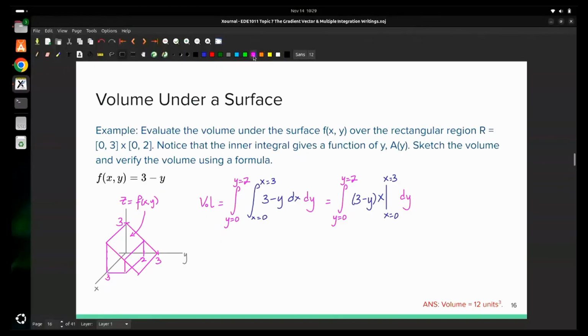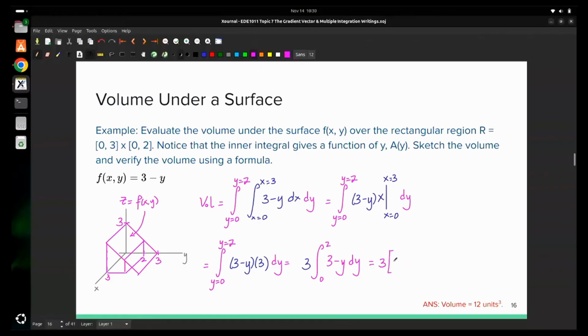Now you have two variables, so you have to be extra careful here. The evaluation is quite straightforward for this expression. This will be just 3 minus 0, which gives me 3. Sub in 3 and minus 0, so you get this. Of course, you can factorize the 3 out. Then you have just an integration with respect to y now, the integral from 0 to 2 of 3 minus y dy.